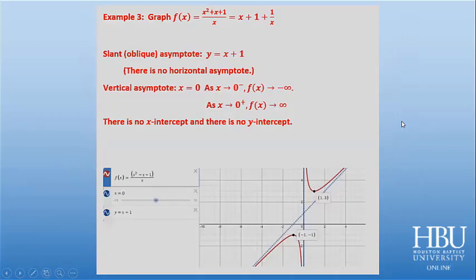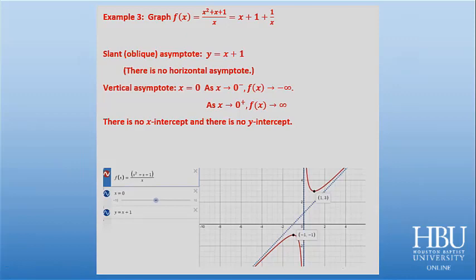Here's another example. Let's say f of x is x squared plus x plus 1 over x. X squared over x is just x. X over x is 1. And then plus 1 over x would be an equivalent algebraic way of expressing this function. Here, the degree of the numerator is 2, the degree of the denominator is 1. Since the degree of the numerator is exactly 1 more than the degree of the denominator, I will have a slant or oblique asymptote, but not a horizontal asymptote.